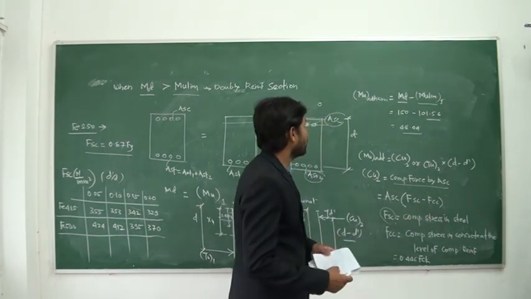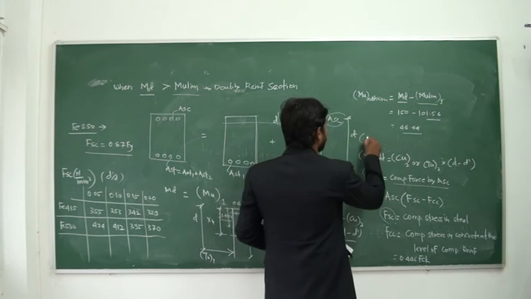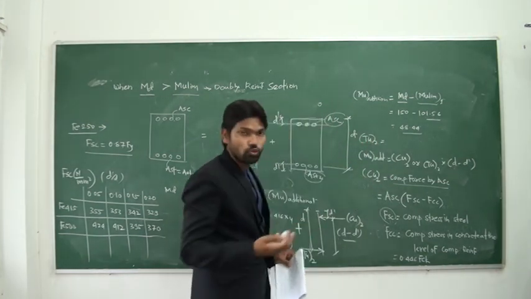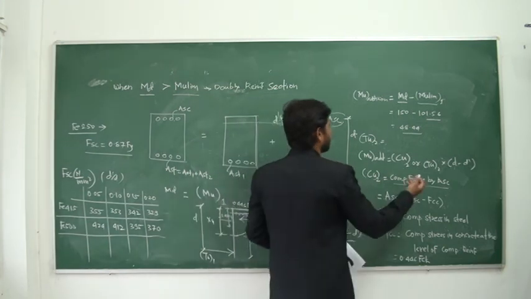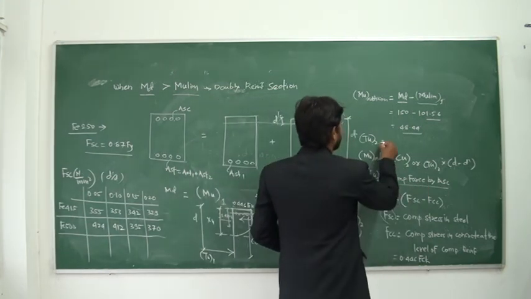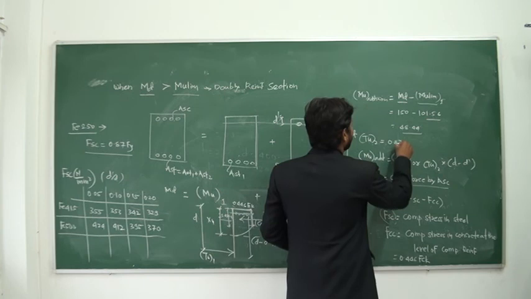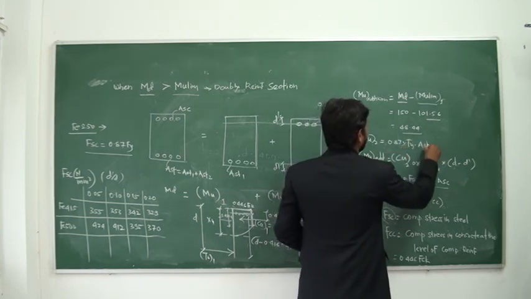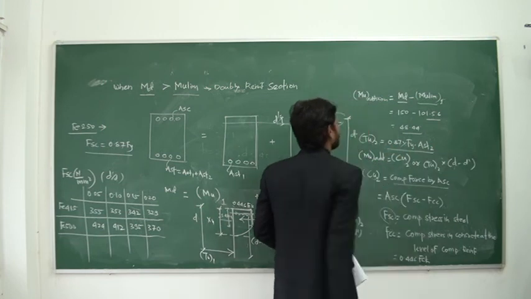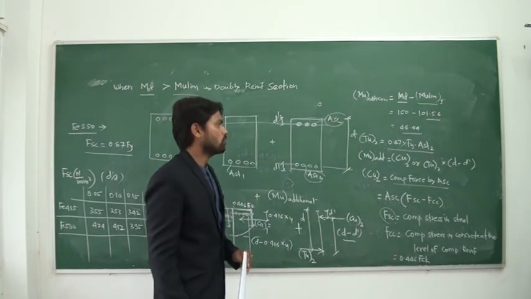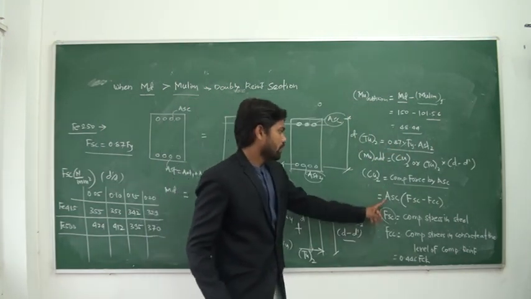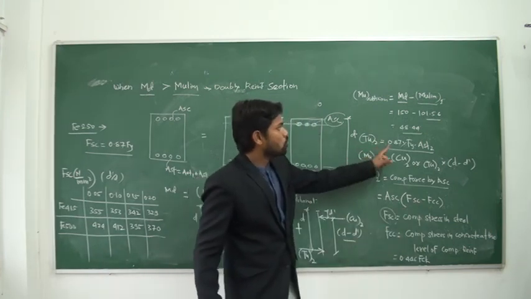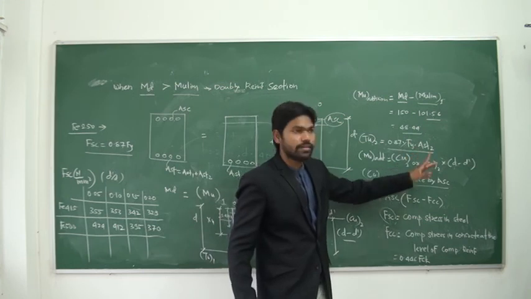So now how will you calculate Tu2, the additional tension? Tu2 can be calculated again as stress multiplied by area, 0.87 Fy into AST. So Cu2 is ASC multiplied by FSC minus FCC, and Tu2 is 0.87 into Fy into AST.